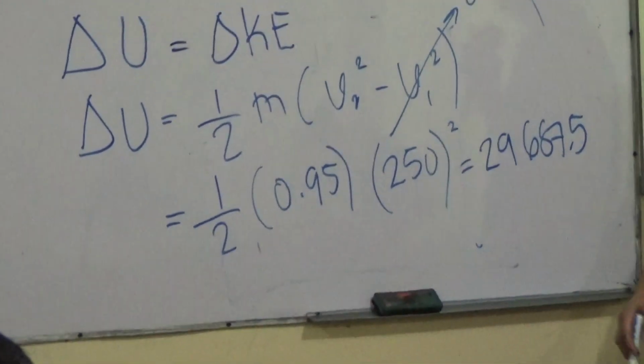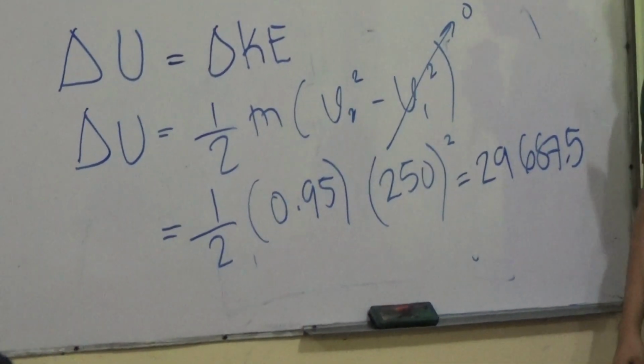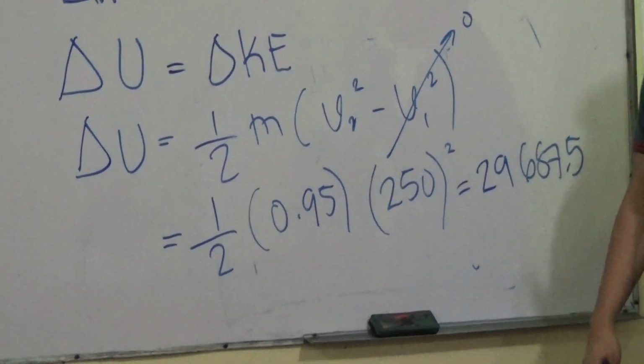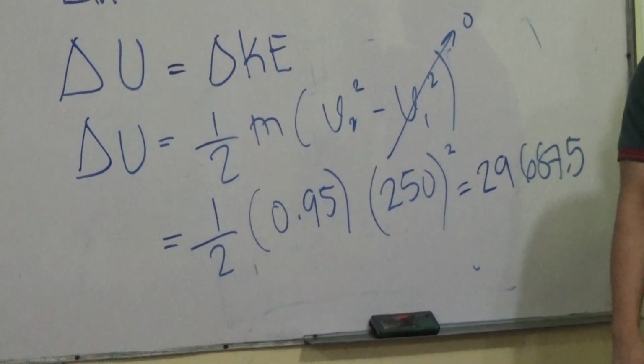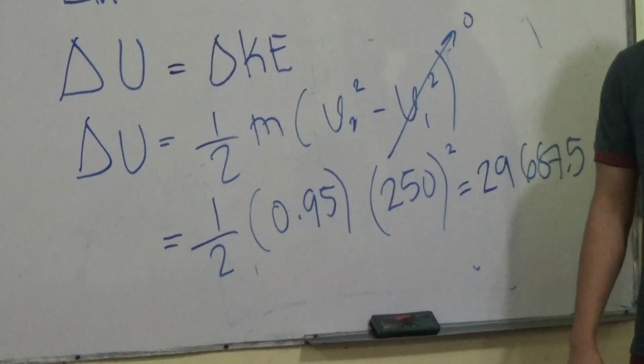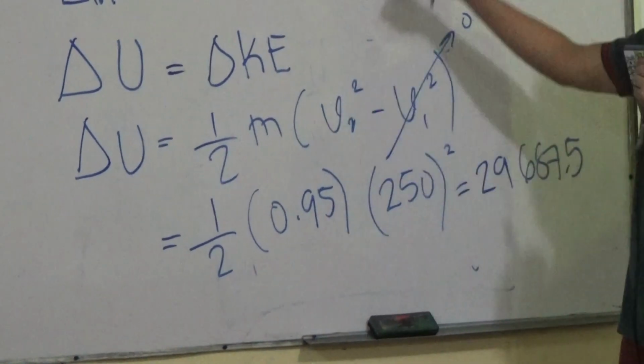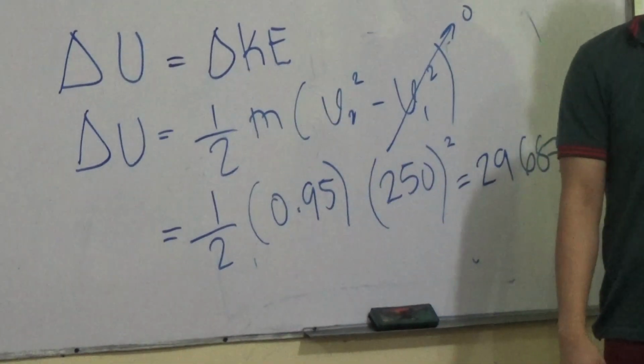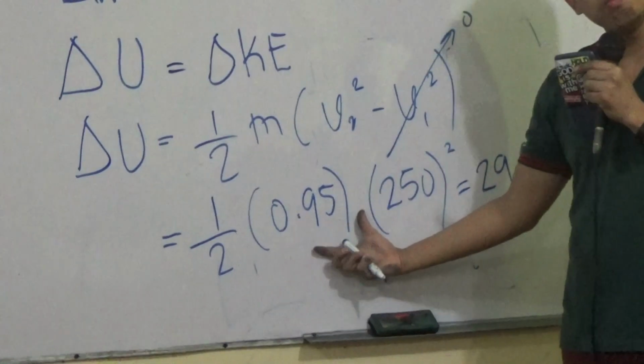29687.5. So this is the change in internal energy. Sir, wala sa choices niyan. Okay? Wala sa choices niyan. Sir, bakit ganon? Kasi hindi natin tinignan yung units. Ano bang unit yung lumabas dito?